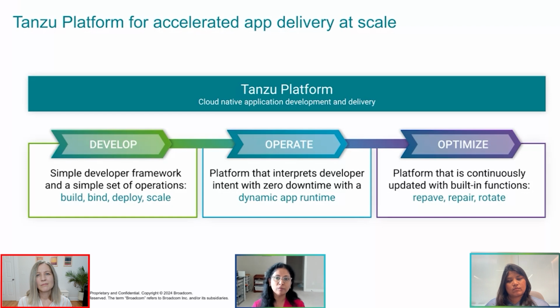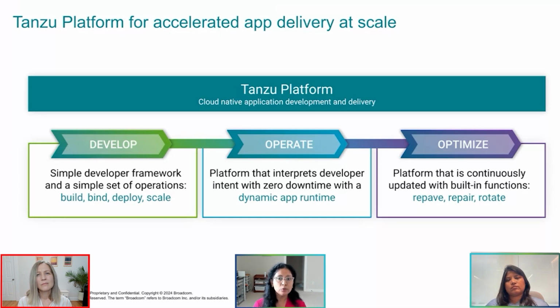So we do that with 4 simple commands: build, bind, deploy, and scale. A developer can write their business logic and push it to Tanzu Platform. Then Tanzu Platform first builds a secure container with the right dependencies.